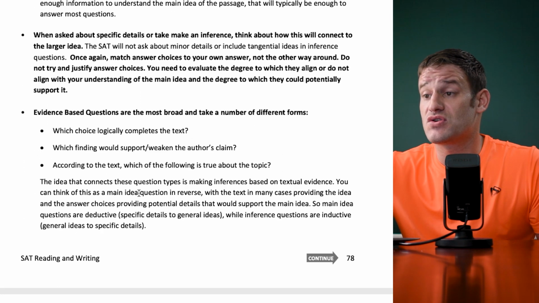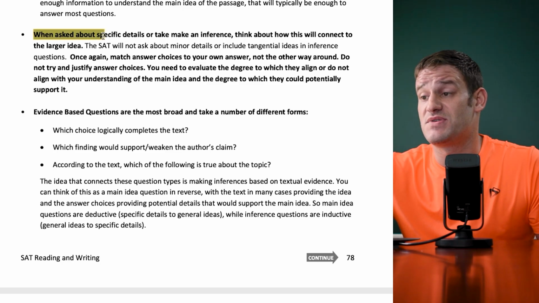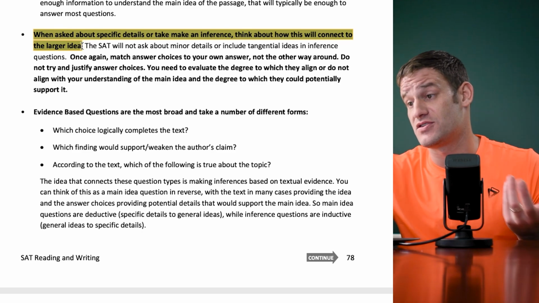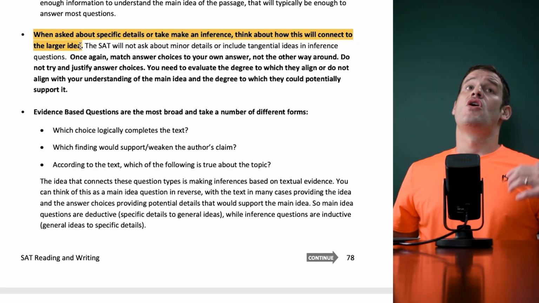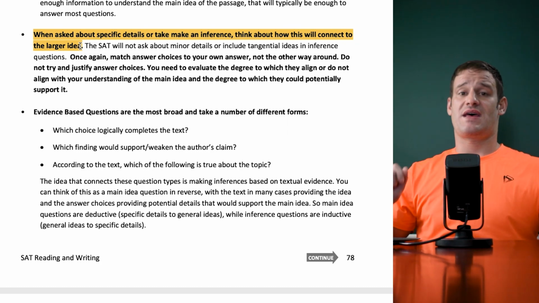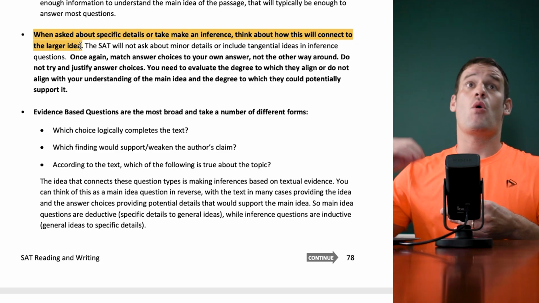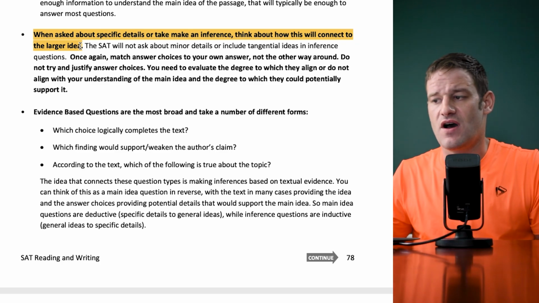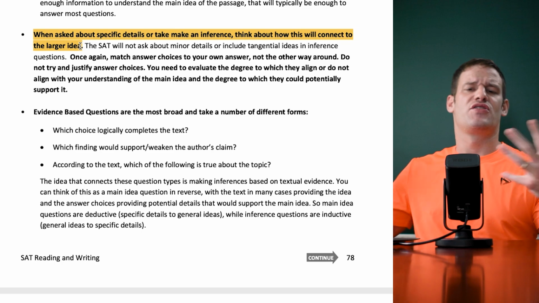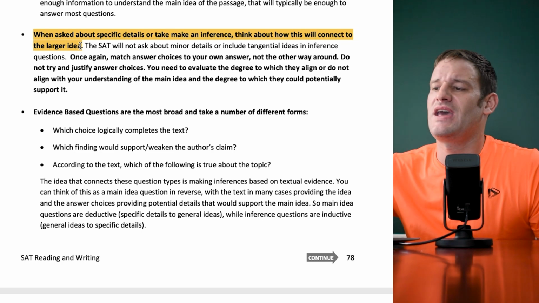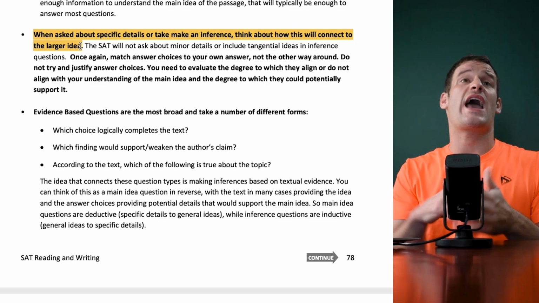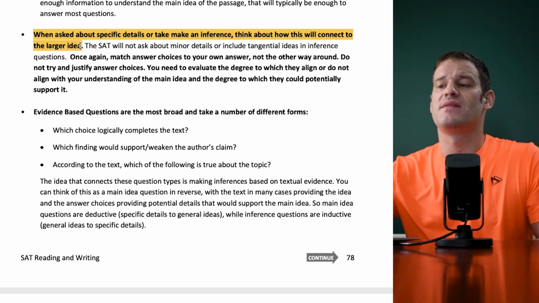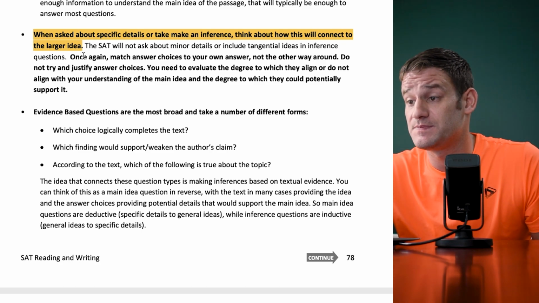Okay, so as I referenced, when asked about specific details or to make an inference, think about how it connects to the larger idea. Detail questions are about details that support that main idea, or if the question asks for something that weakens the idea, obviously the opposite. But they're going to relate to the main idea. So I can't hammer home enough: as you are looking at answer choices, constantly be thinking, okay, how does this relate to what I know about the larger idea of the passage?